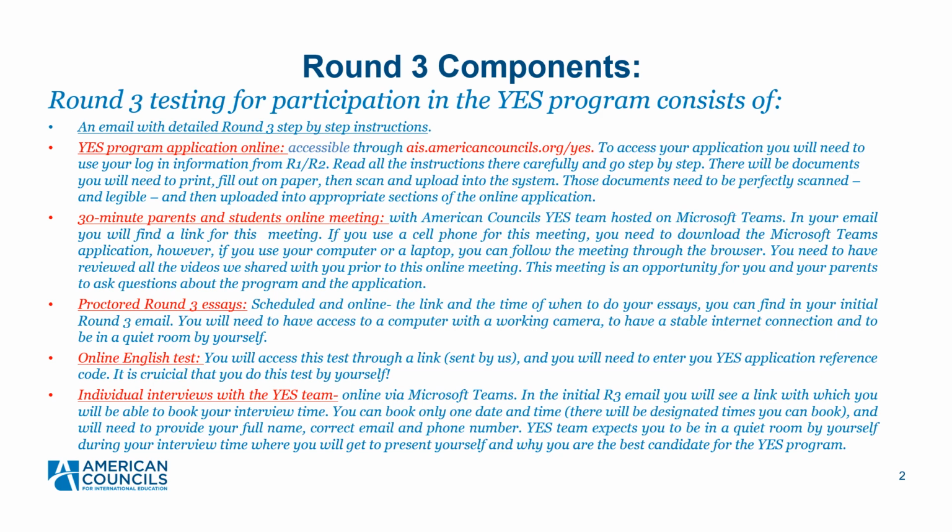Now, one thing you will have to do is fill out a YES program application, which as of this year is done online. In previous years, students were doing them on paper. However, this year you will do them online. You will be able to access your YES program application by going to the website ais.americancouncils.org/yes. To access your application, you will need to use your login information from your previous logging in on the website when you first applied for the program.